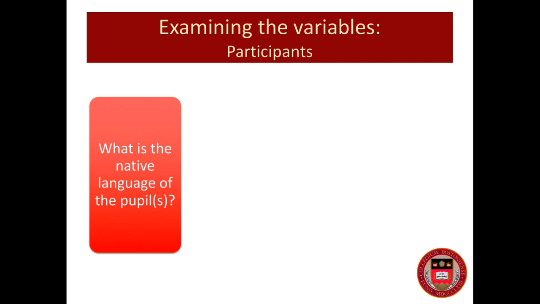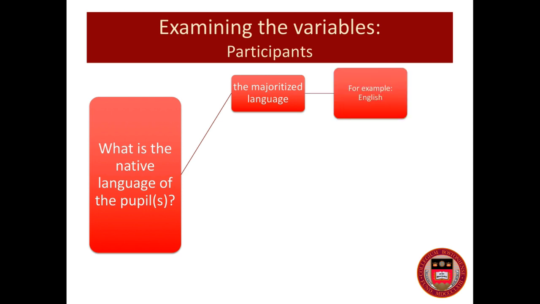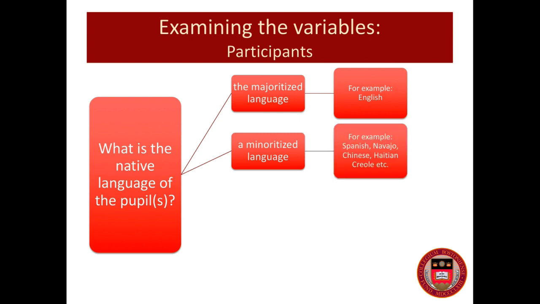In order to think more deeply in this course about power and language, we are encouraging you to think of the pupils' languages in terms of power. So is the language of the pupil the majoritized language in the society, which, for example, would be English in the United States, or is it a minoritized language? For example, in the United States, that could be Spanish or Navajo, Chinese, Haitian Creole, and so forth.